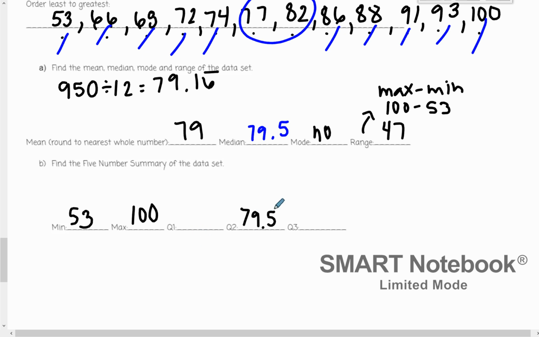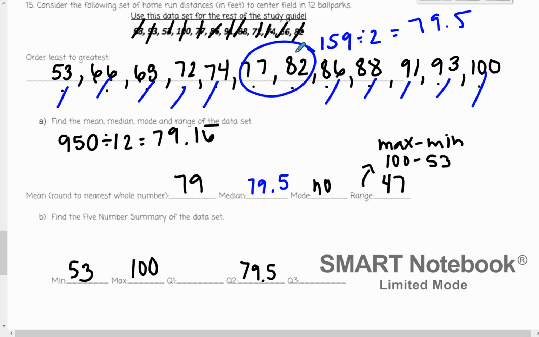All right, now to find Q1 and Q3 when we have two numbers in the middle. Remember, if we just had one number, like let's say 82 wasn't there, so we just have 77 in the middle, we wouldn't include it in the lower and upper groups. When we have two numbers in the middle, we include 77 with the lower group, 82 with the upper group. I like to use parentheses just to show those groups. I'm a very visual learner, so I like to do it that way.